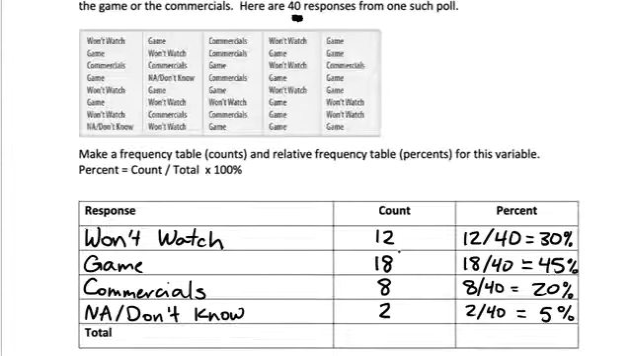So if I add up all of my numbers in the count column, that should add to the total number of responses. So 12 plus 18 plus 8 plus 2 does in fact add to 40. And if I add all the percents, it should give me a total of 100%. 30 plus 45 plus 20 plus 5 does in fact equal 100%.